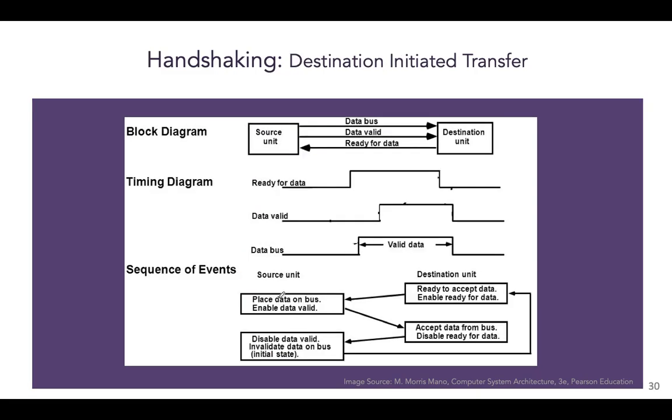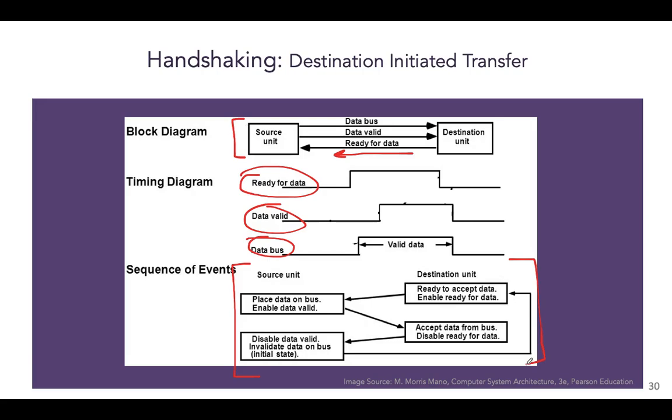A similar thing happens in the case of destination initiated transfer using the handshaking protocol. What's happening in this case is that the first thing is the destination unit indicates to the source unit that it's ready to receive the data, because this is destination initiated, right? So the destination has to initiate the process. The first signal that is exchanged between the two units is this one, ready for data. That is, the destination unit is indicating to the source unit that it is ready to receive the data. When the source unit receives this message, it puts the data on the data bus and enables the data valid line. And you can understand this from this sequence of events as well.